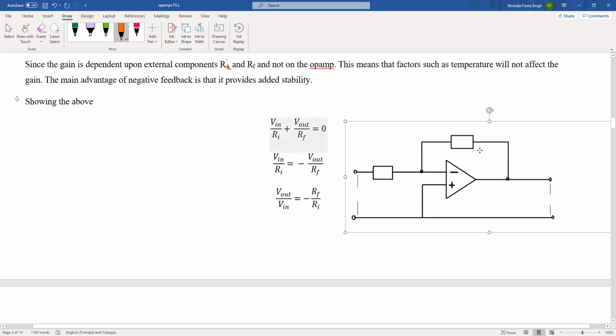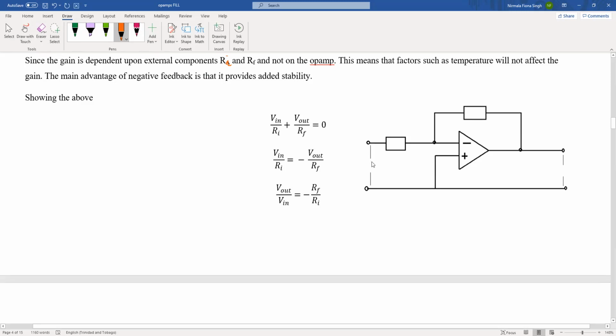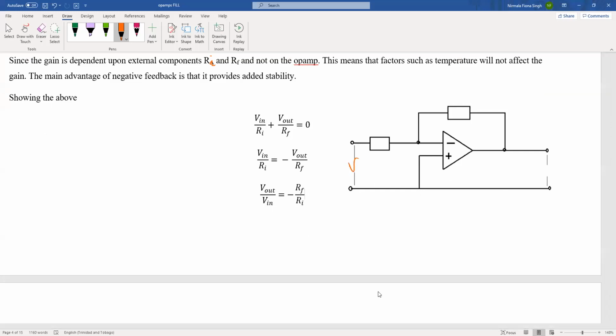All right, so we have our circuit here. We have our V in, we have our V out, we have our input resistor, we have our output, our feedback resistor.